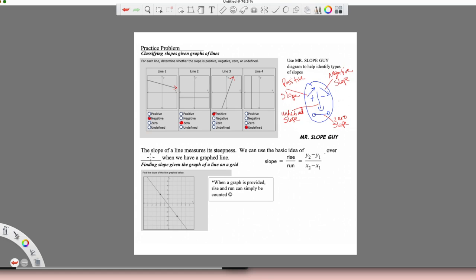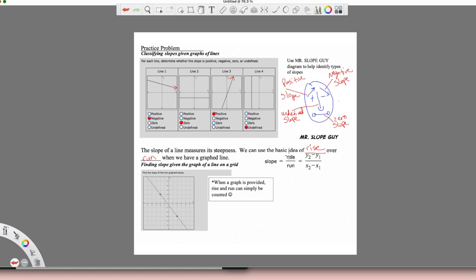So the slope of a line measures the steepness. We can use the basic idea of rise, should be a line there, I don't know why the line disappeared, rise over run. So if you have not heard rise over run, here's your first big reminder of it. We should have heard of it quite a few times by now because it's a very simple way for us to remember how to calculate slope.